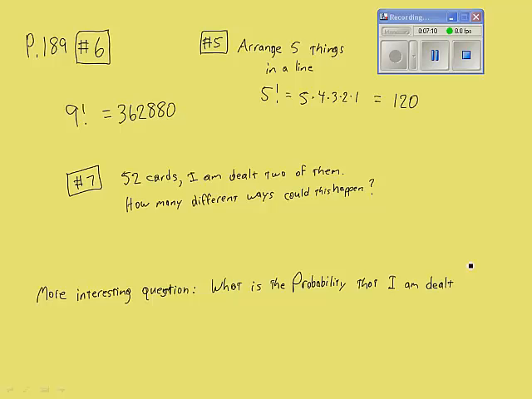Well, if you want to answer a question like that, like what's the chances that I'm going to get certain cards? Well, you need to know how many different sets of cards could I get. So how about I say this? What is the probability that I am dealt the ace of spades and the jack of spades?